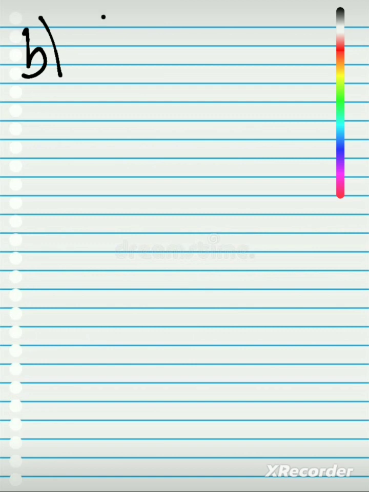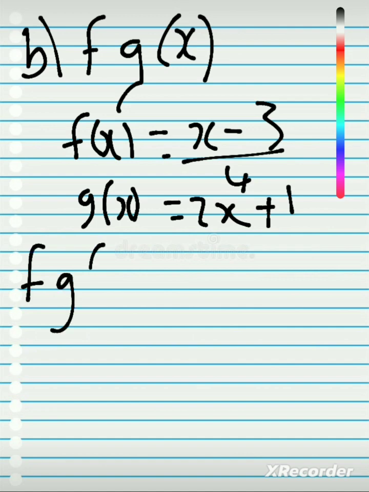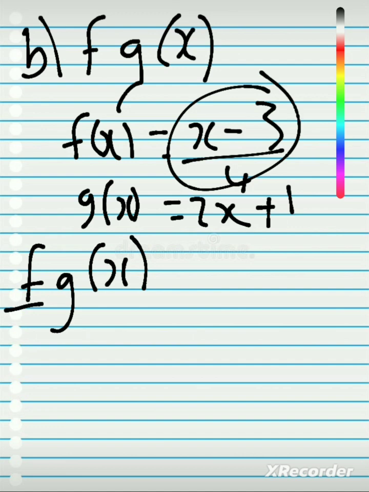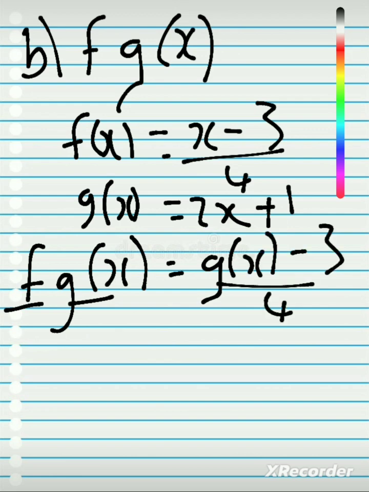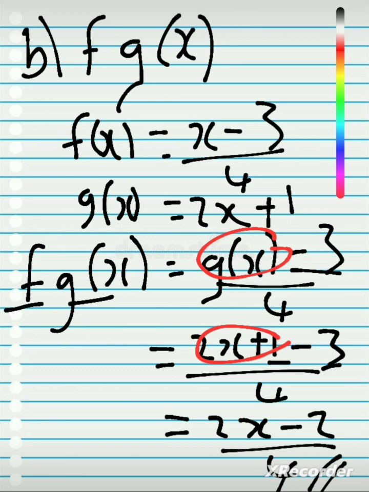So 5b, they want the compound function f(g(x)). We know that f(x) is (x minus 3) over 4, and g(x) is 2x plus 1. So for f(g(x)), on f, where there's x, we put g(x), minus 3, over 4. What is g(x)? It's 2x plus 1. The minus 3, we bring it over 4. 1 minus 3 is negative 2. So it's (2x minus 2) over 4. You can leave it here. If you want, you can factorize to simplify it further, but even here, it's okay.